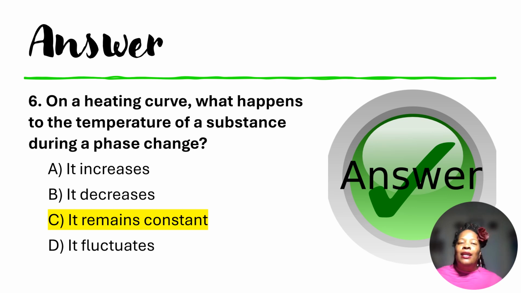And finally, D, it fluctuates. This too is incorrect because the temperature remains steady and does not fluctuate during a phase change. Fluctuation would imply irregular increases and decreases, which does not happen in a controlled phase change scenario. Okay, let's keep going.